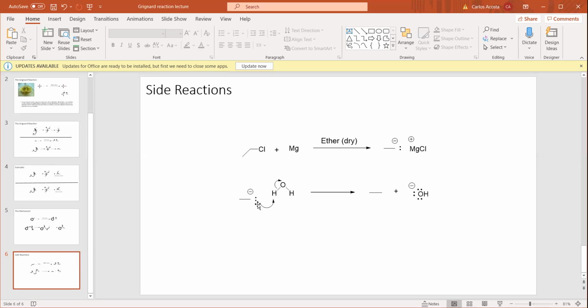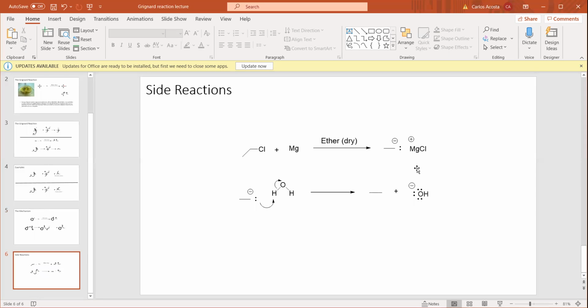And if your Grignard reagent encounters water, it's just going to pluck off one of these hydrogens, like an acid-base reaction. And what it's going to form is the corresponding hydrocarbon and hydroxide anion. And this kills the Grignard reagent. So this is usually not what we want. So if you're going to react it with some type of substrate, then it's not going to happen because it was just protonated and it's no longer reactive.